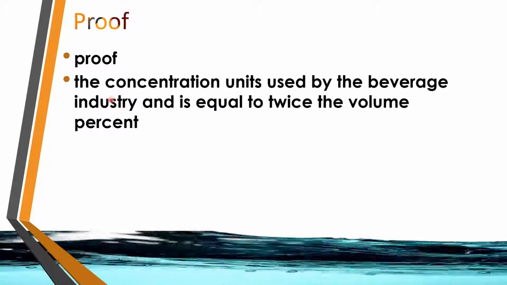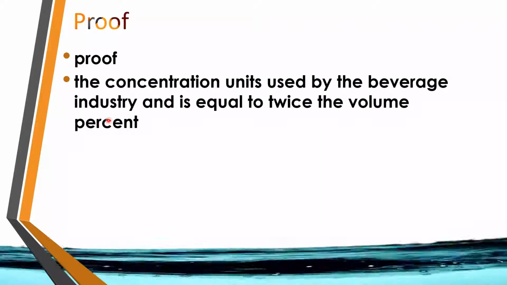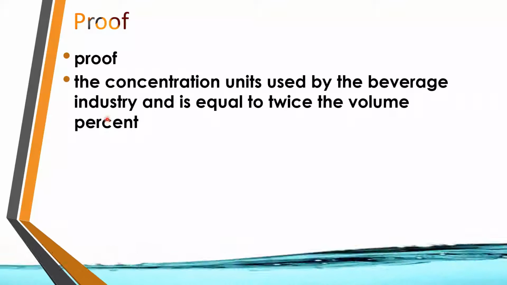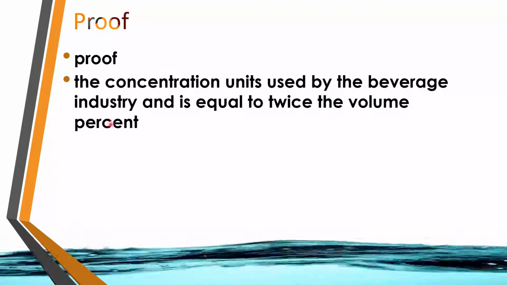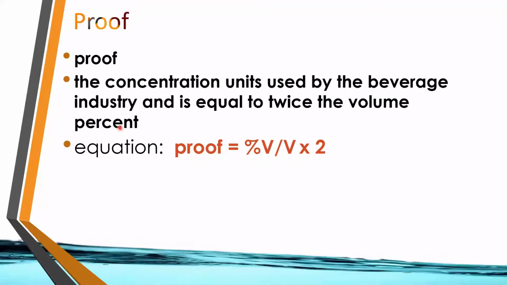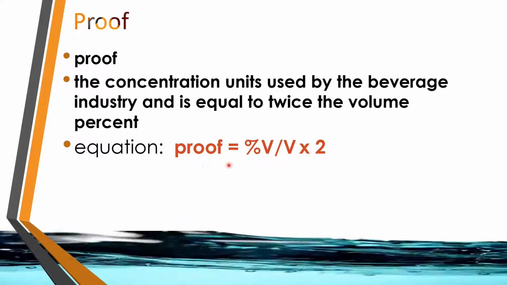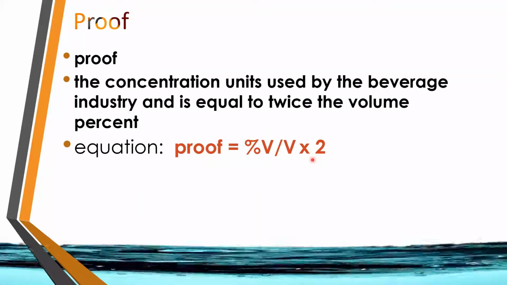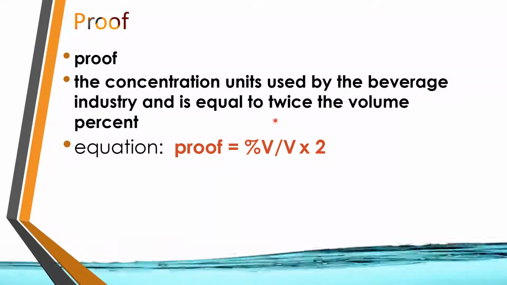Another unit is known as proof. This concentration unit is used by the beverage industry and is equal to twice the volume percent. Hence, mathematically, proof is equal to percent by volume multiplied by 2. Okay?